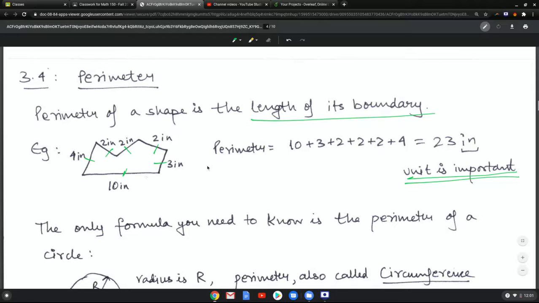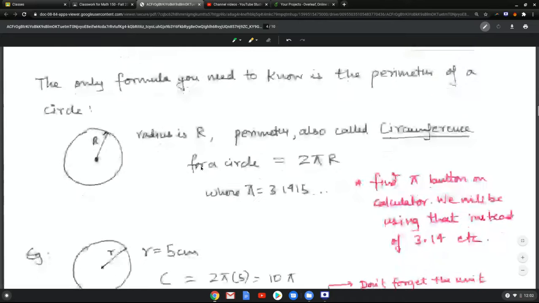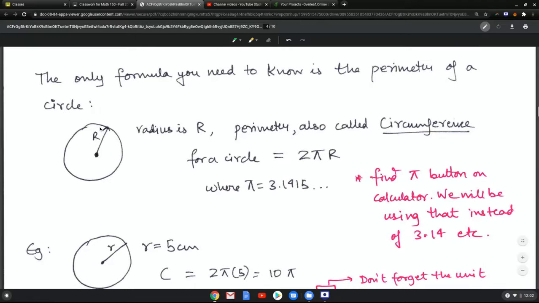But there is a specific shape for which you need a formula, which is a circle. Now for a circle of radius r, the perimeter is also called circumference, just because it's special. And for a circle, this is given by 2 times pi times r, where r is the radius. Remember, it's not the diameter, it's the radius.